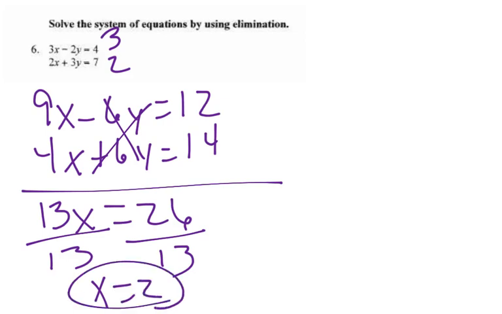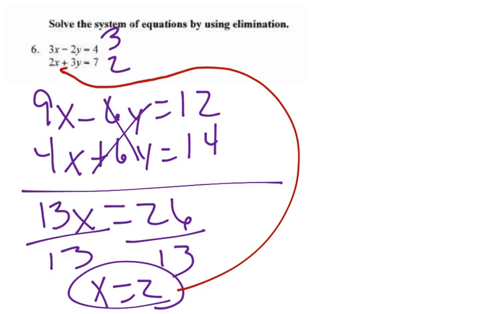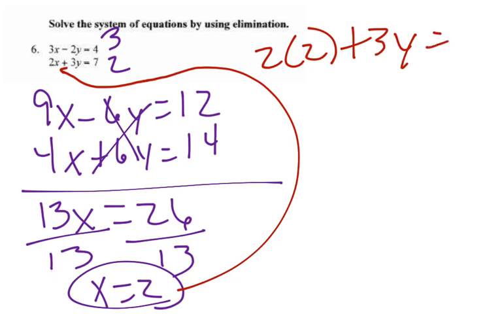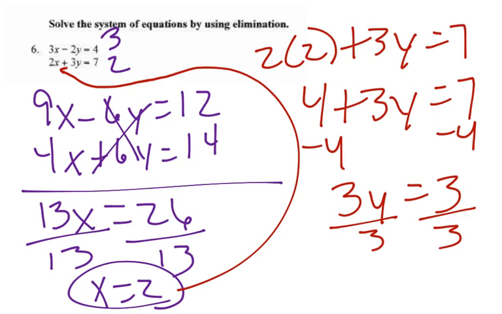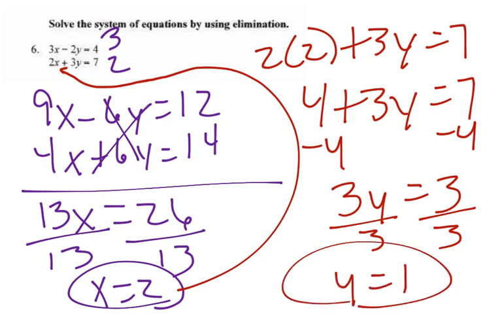Got to have two answers though, so take this back to either original equation and put it in for x. 2 times 2 plus 3y equals 7. 4 plus 3y equals 7. Subtract your 4. 3y is equal to 3. Divide by 3. Y is equal to 1. So you have 2 and 1 for your solution.